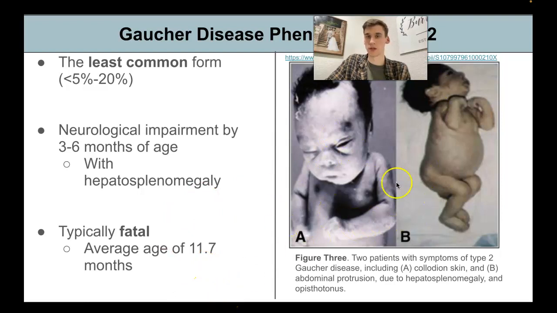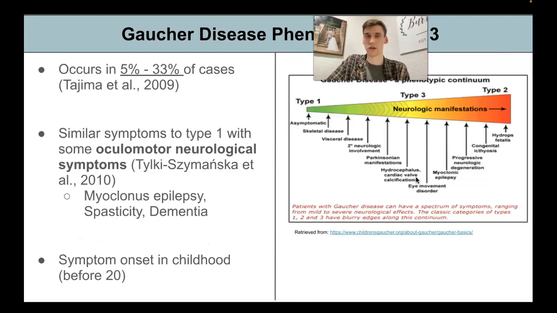On the right here, I have some pictures of some babies that have type 2. Something I really want to point out here is the B baby here has that enlarged stomach, which is a very good sign of Gaucher disease because of that enlarged spleen and enlarged liver.